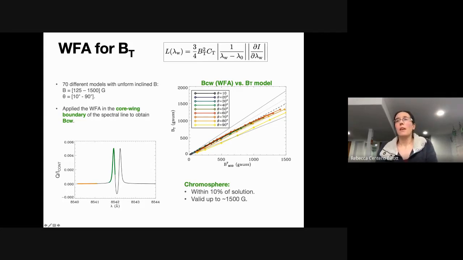And what you can see is that they mostly closely agree with the truth, which is the black dashed line, and certainly are, for the most part, within 10% of the solution, represented by the dotted lines. Only in the case of a transverse magnetic field at 90 degrees does the inference deviate more than 10% from the solution.